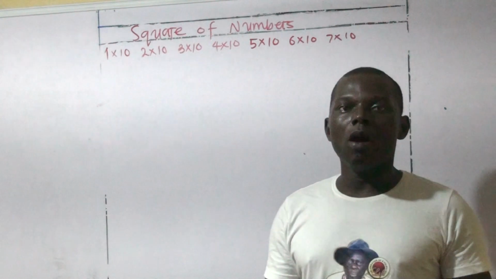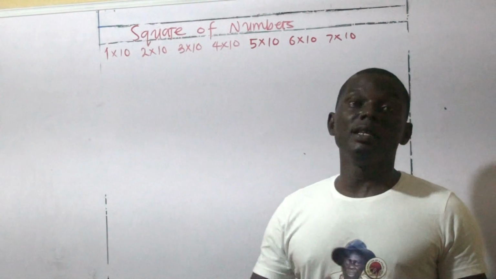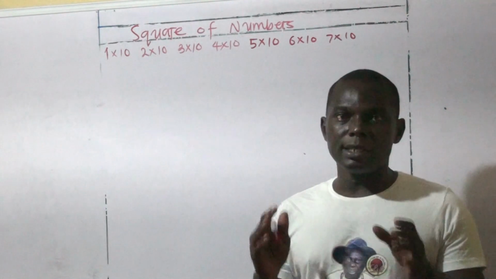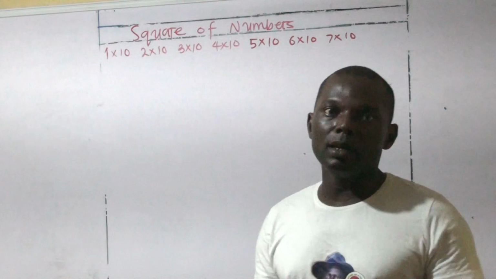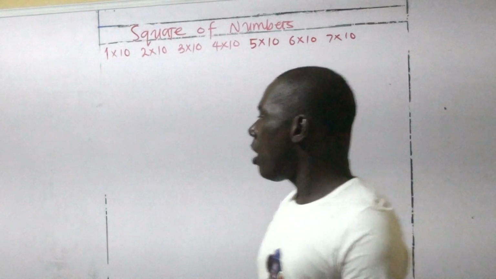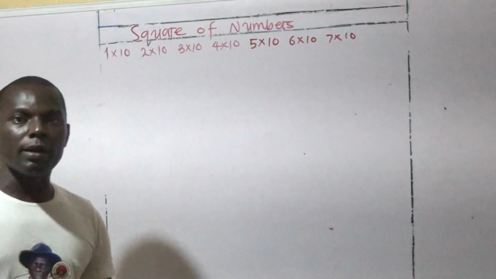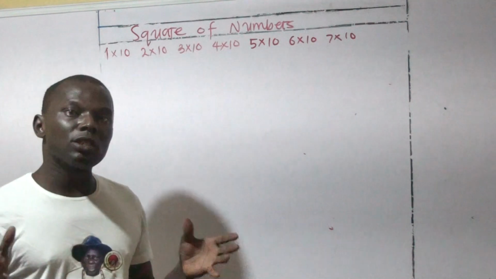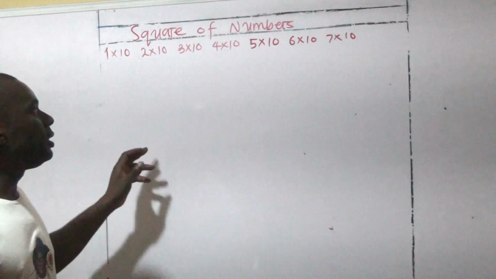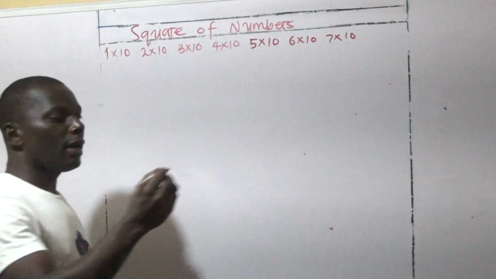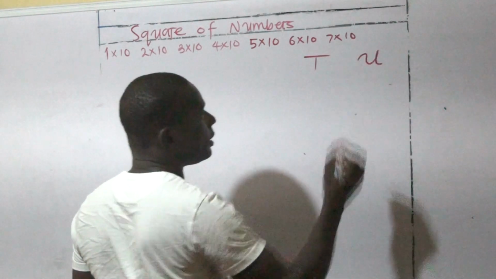Now, in using this approach to find the square of a number, there are steps like I mentioned earlier. We must follow those steps. One of the steps is that, given a number and asked to find its square, the first step is to arrange the number as tens and units.